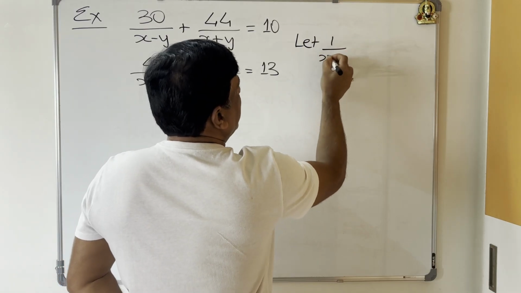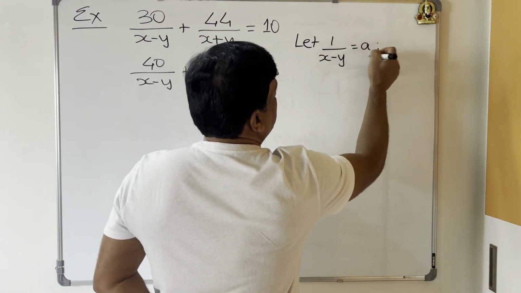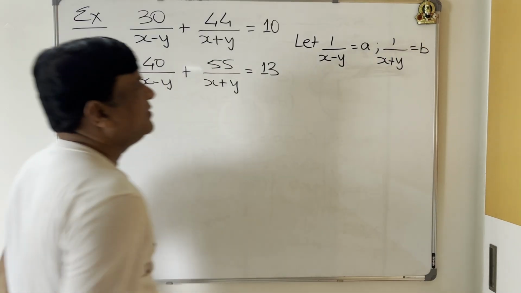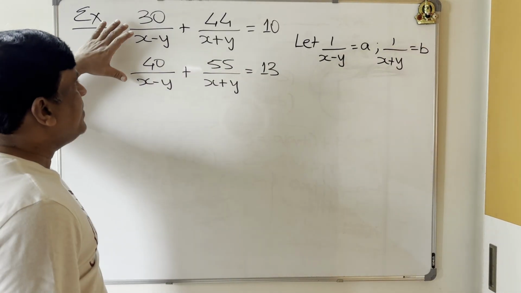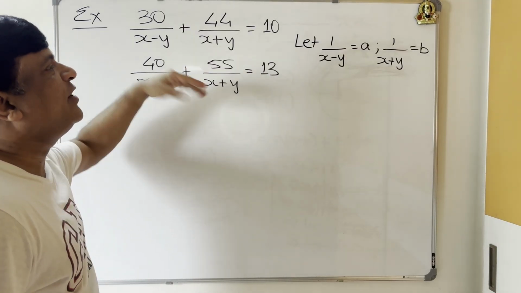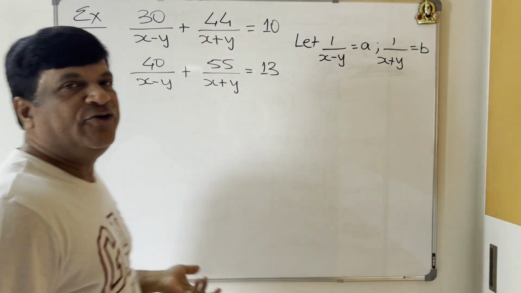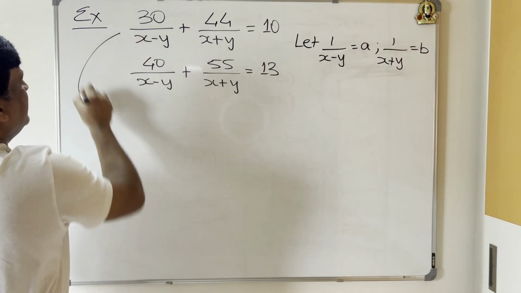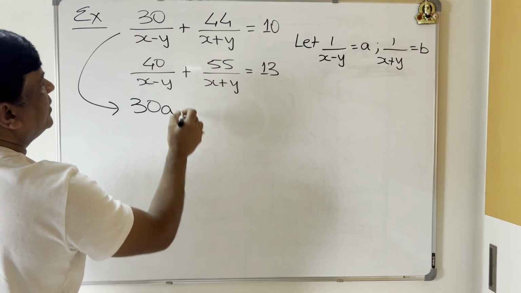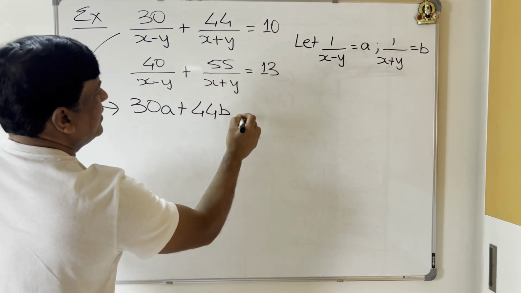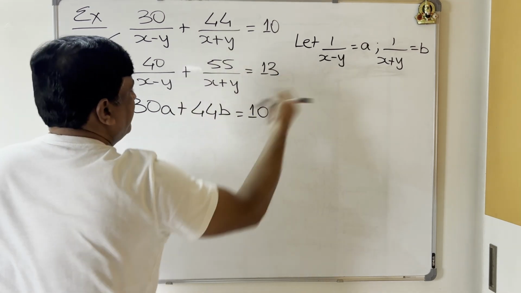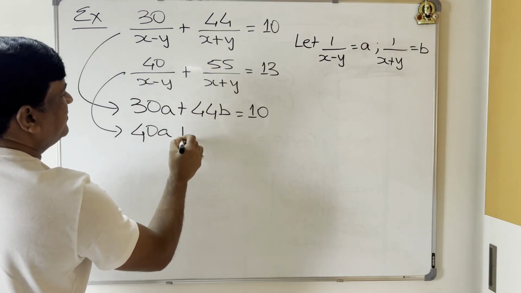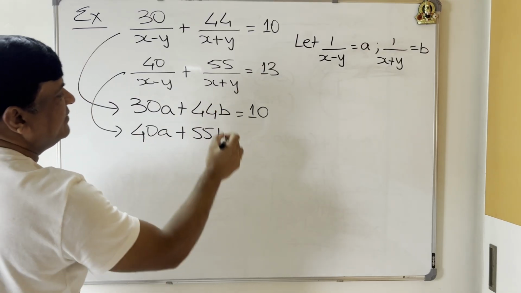Let 1 by x minus y be equal to a and 1 by x plus y be equal to b. Look at it. I can do that substitution to make it in the form of simultaneous linear equations so that I can go ahead and solve and later put these values back. So what is your first equation becoming? It becomes 30a plus 44b is equal to 10. And the second equation will become 40a plus 55b is equal to 13.